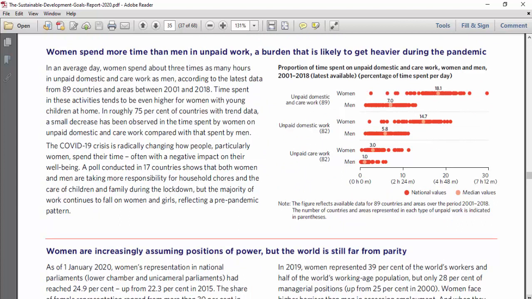Women spend more time than men in unpaid work, a burden that is likely to get heavier during the pandemic. In an average day, women spend about 3 times as many hours in unpaid domestic and care work as men, according to the latest data from 89 countries. Okay, let's skip a bit. We just go straight to here. The COVID-19 crisis is radically changing how people, particularly women, spend their time, often with a negative impact on their well-being. A poll conducted in 17 countries shows that both women and men are taking more responsibility for household chores and the care of children and family during the lockdown, but the majority of work continues to fall on women and girls, reflecting a pre-pandemic pattern.